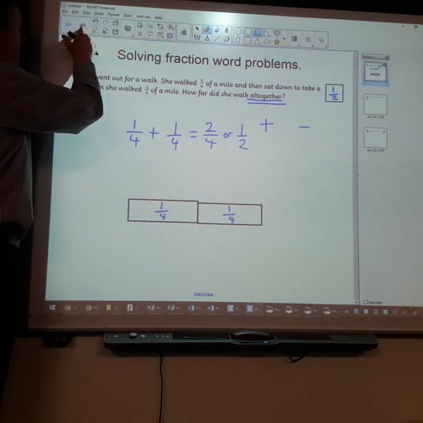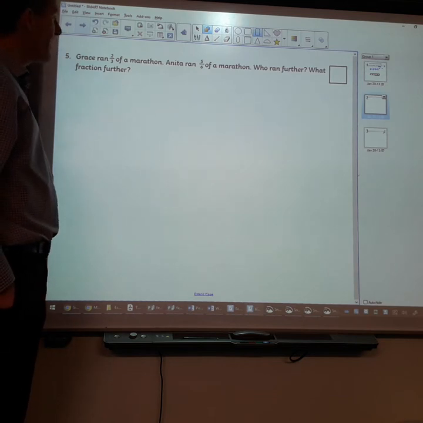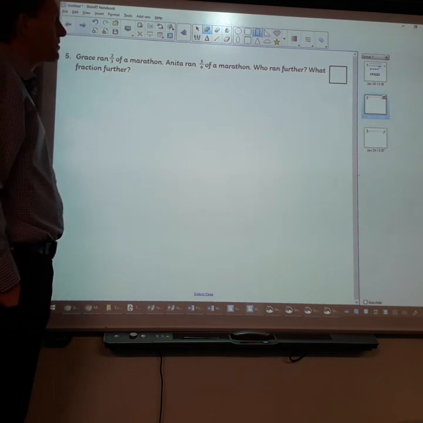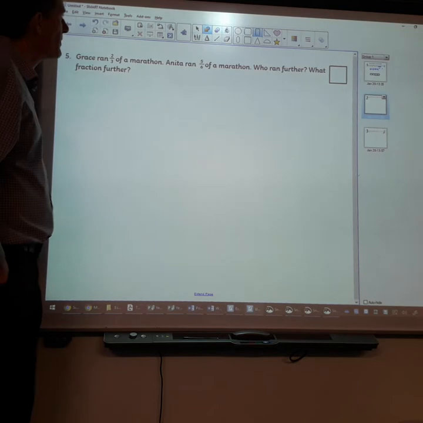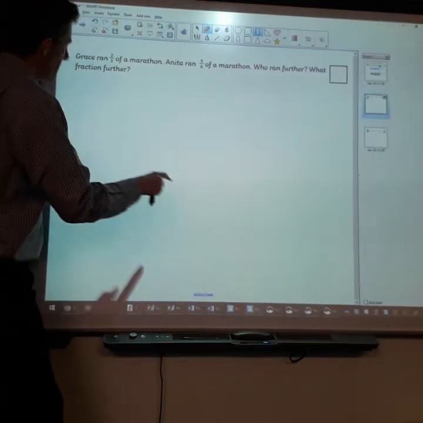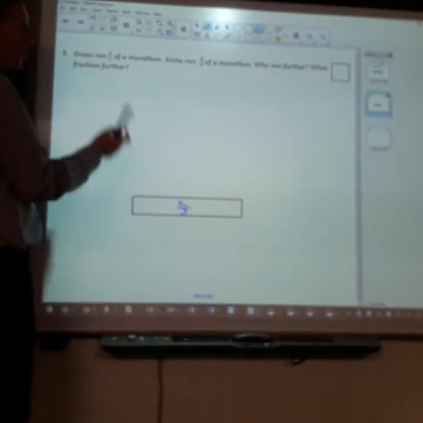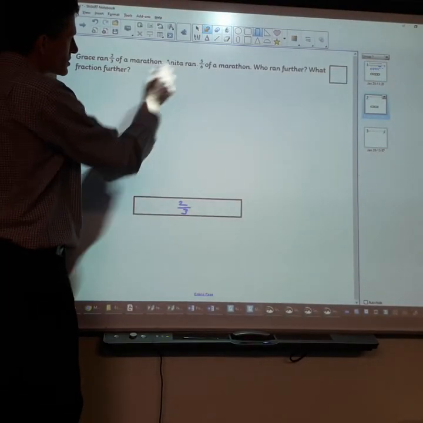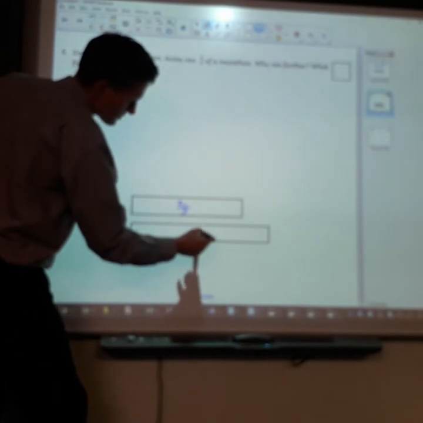Okay, let's look at the next problem. Grace ran 2/3 of a marathon, and Anita ran 5/6 of a marathon. Who ran further, and what fraction further? So if I drew this as a bar model, I'd be thinking, well, here's Grace and she did 2/3. Now I'm not sure, or you might not be sure, which one is further, 2/3 or 5/6. But we know that they both did the running. Okay, now actually I do know it's that 5/6 is further, and I'll explain why I know 5/6 is further.